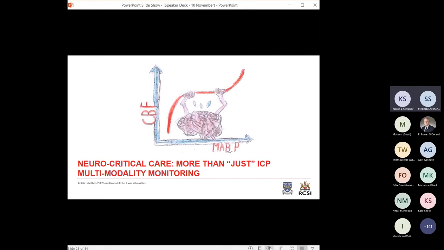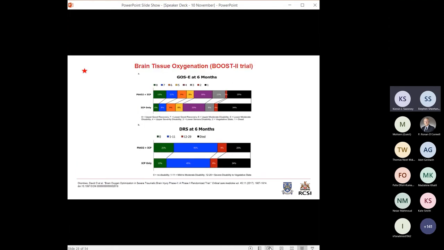So neurocritical care is just a bit more than ICP monitoring. And at the moment, we're introducing multimodality monitoring in Beaumont Hospital. Next slide, please. So brain tissue oxygenation is something that we've just commenced. And this is based on the BOOST-2 trial that showed that there were improved outcomes with regards to morbidity and mortality when the partial pressure of brain tissue oxygenation is taken into account. Next slide, please.